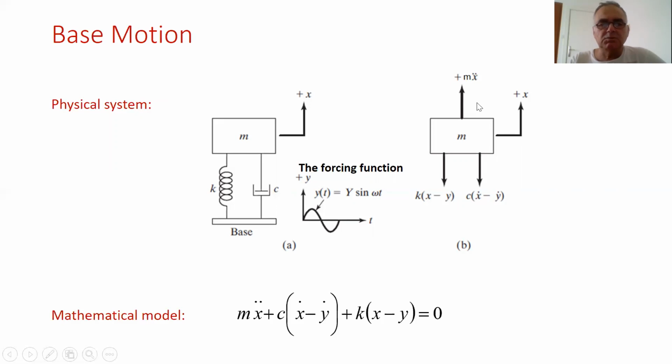So as you sum up all those forces, eventually the model you are going to get will be the following: m x double dot plus c (x dot minus y dot), which is the relative velocity, plus k (x minus y), and this is the relative displacement, is equal to 0. y and y dot are the forcing terms.